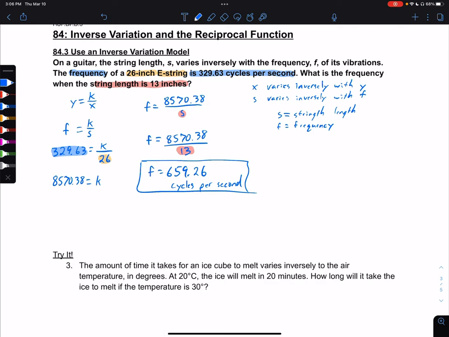Don't make the mistake that I made and plug in the wrong number to start and solve for K. So do be careful with that.